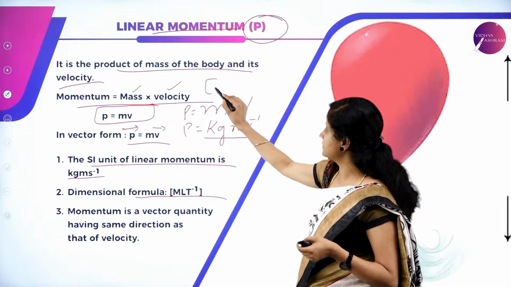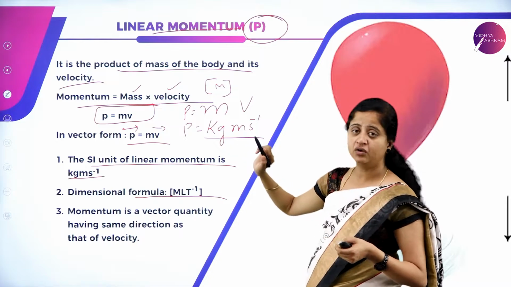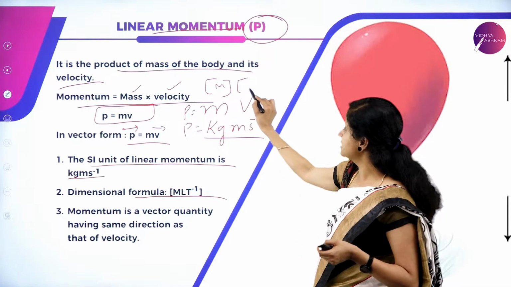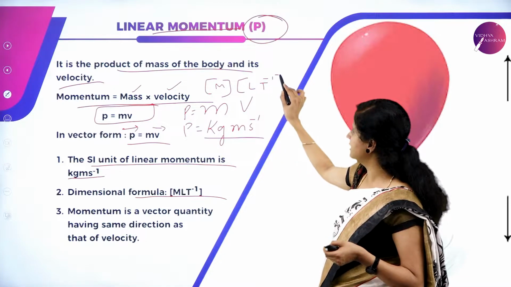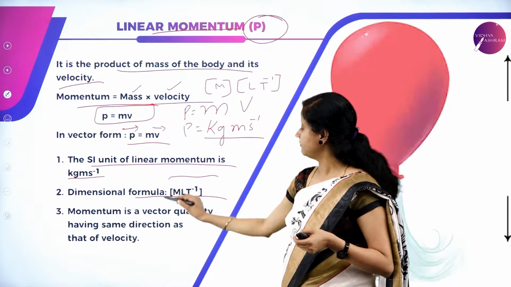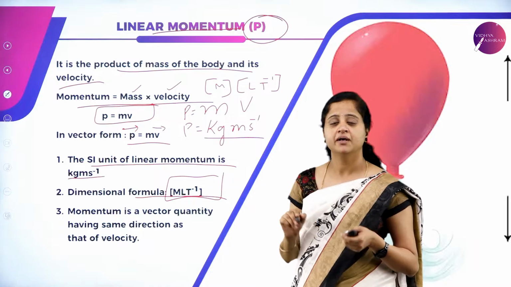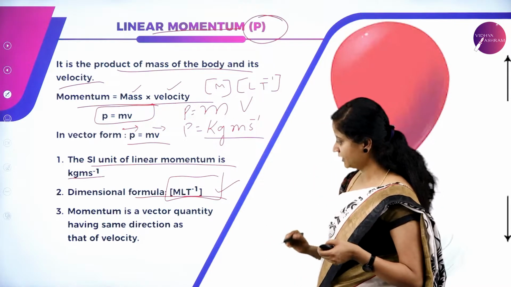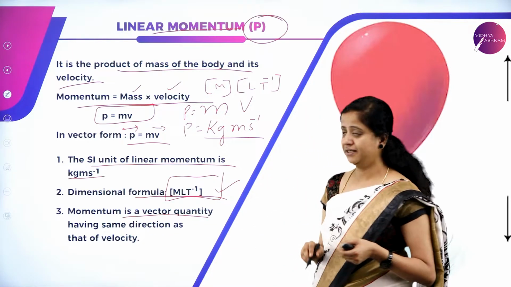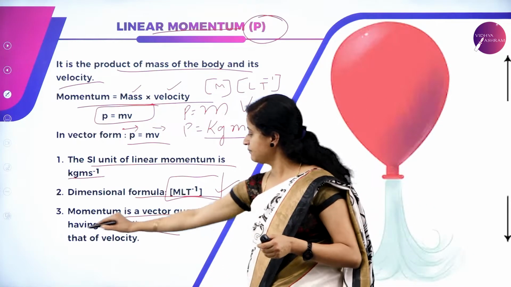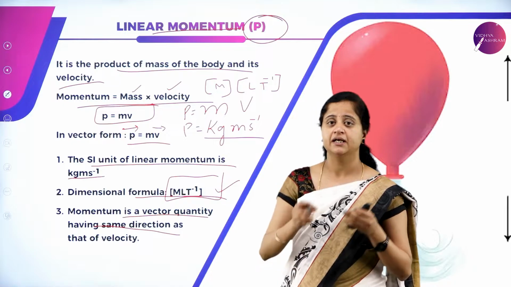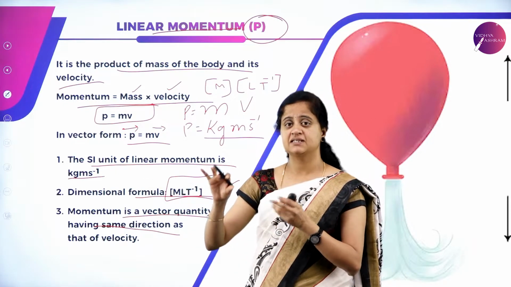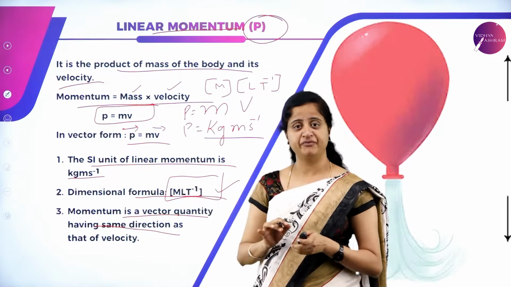But how is it so? We know mass has only the M term and no L and T, because it does not possess length and time, and the dimensional formula of velocity is LT^-1. Combining these, we can write the dimensional formula for momentum as MLT^-1. Now, momentum is a vector quantity. It has the same direction as that of velocity. The body is moving with a certain velocity, and the direction of momentum is the same as that of velocity.